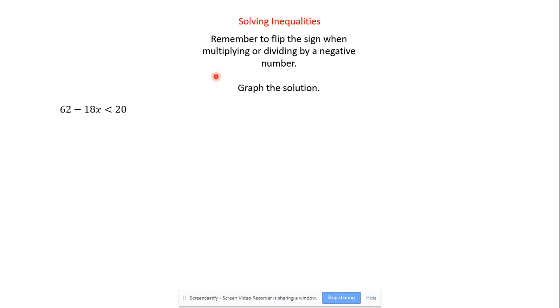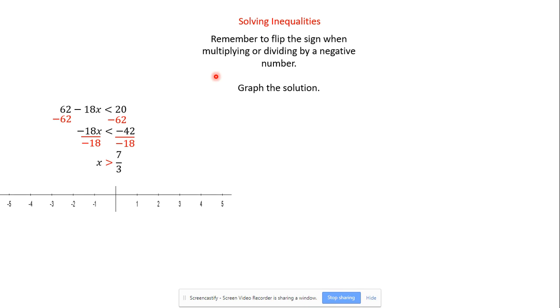So if we start out with a problem, 62 minus 18x is less than 20. Solve it the same way. You can subtract 62 from both sides to get negative 18x is less than negative 42. Divide by negative 18. Being that we're dividing by a negative means we have to flip that sign. And we get x is greater than 7/3.